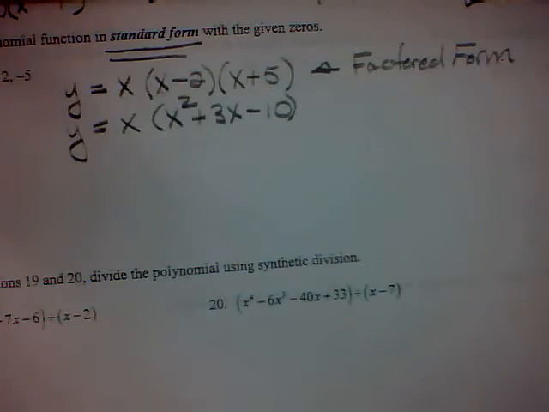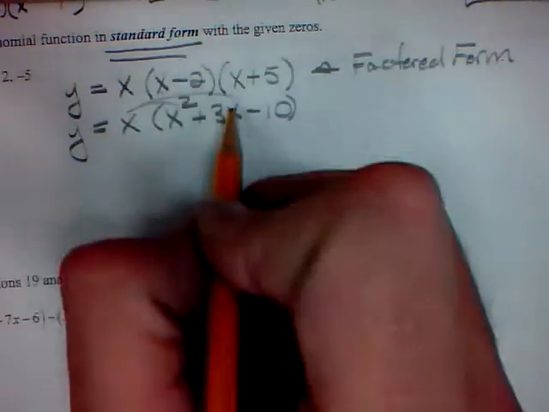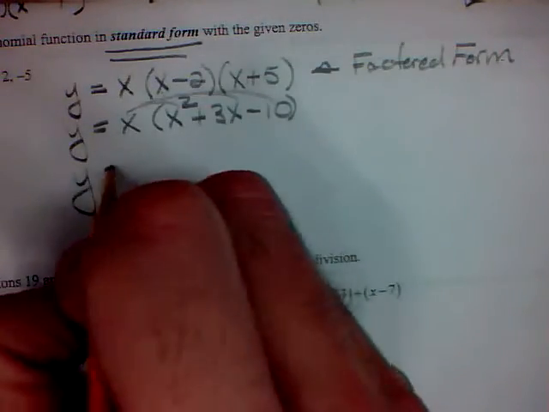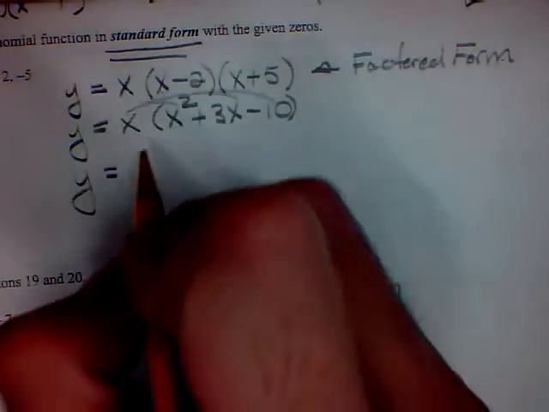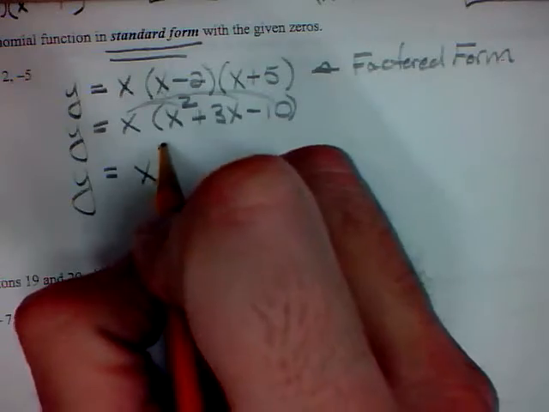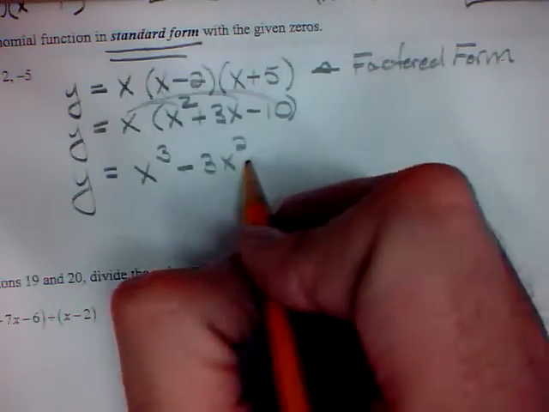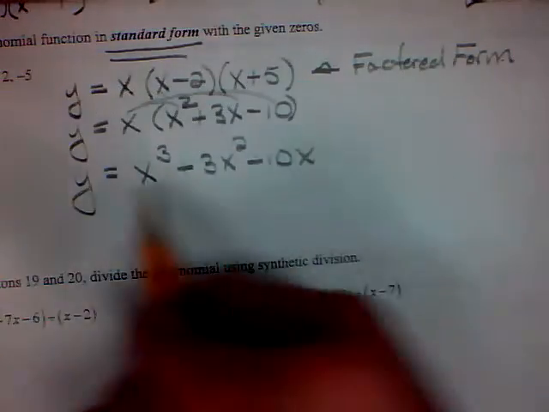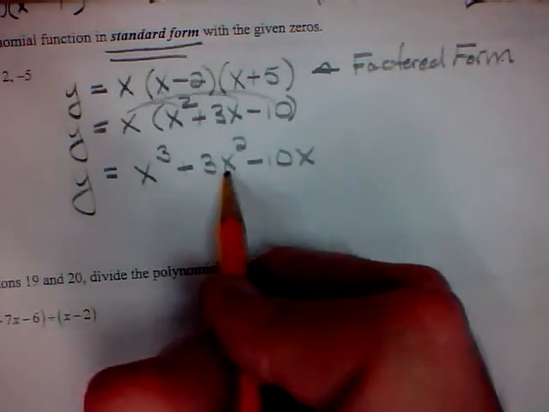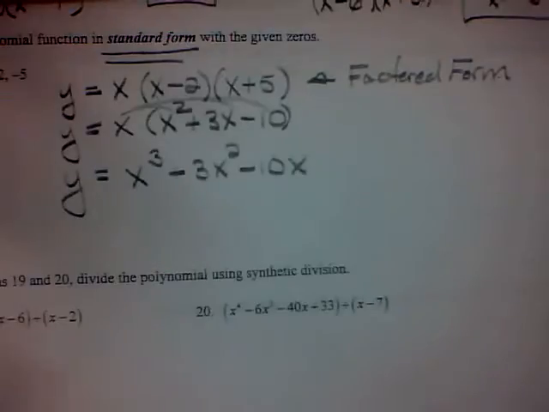Okay. So then the last thing to do here is to distribute. So we have to distribute this to all three terms to put it in a final standard form. So each of these x's here are just going to increase by 1 in power. Okay. So your final answer is y equals x cubed plus 3x squared minus 10x.